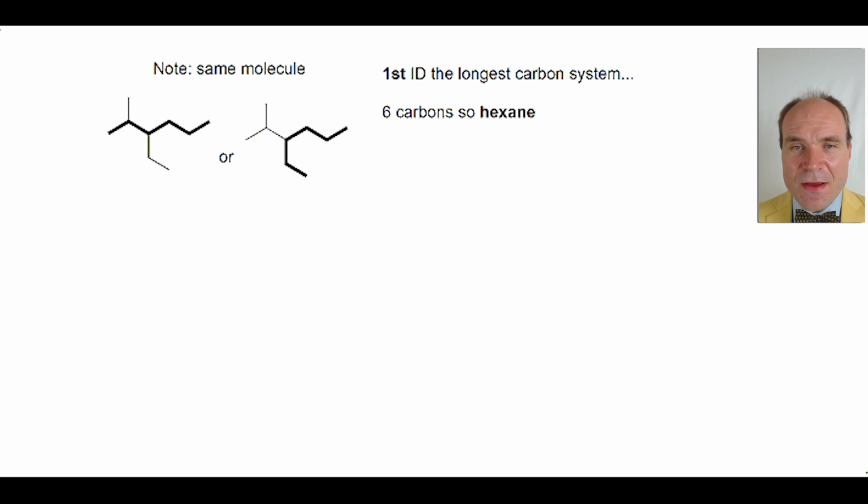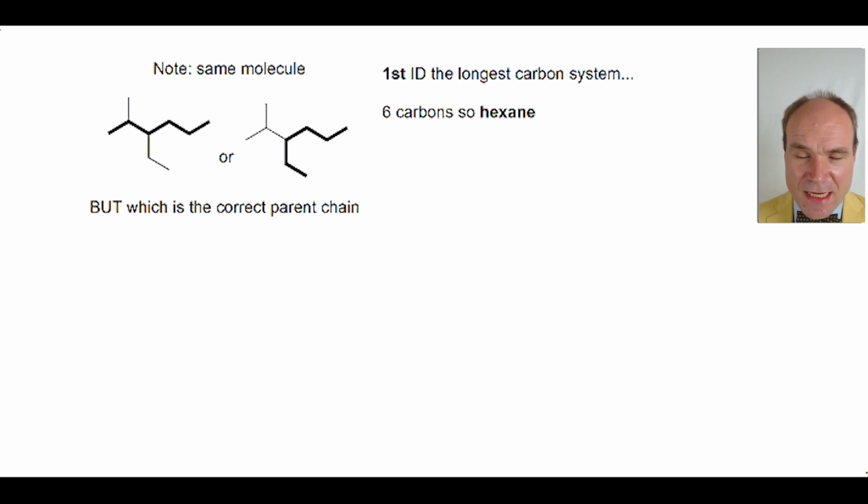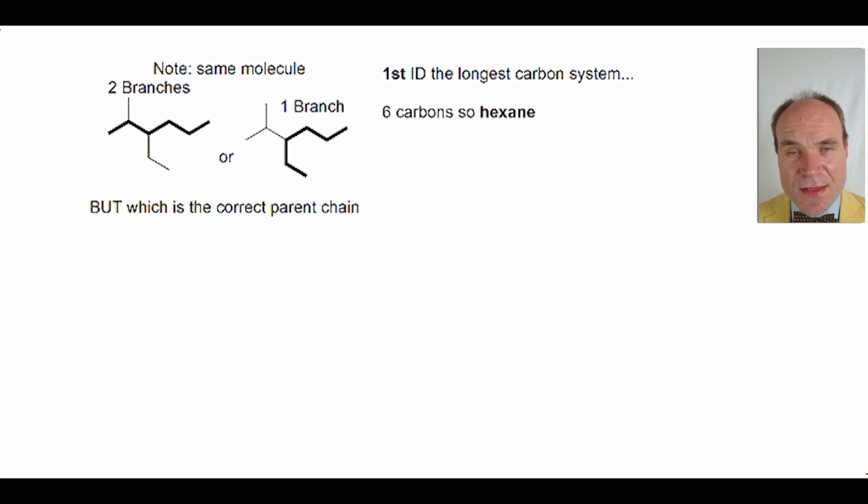But there are 2 possible paths where there are 6 carbons attached to each other. So which one of these is the parent chain? Well, when we're stuck with the same number of carbons and we have 2 paths, the next thing we look for are the number of branches off each potential parent chain. That's to say, the number of attachments to each one of these chains. So on the left-hand side, you'll see there are 2 branches on this particular chain. On the right-hand side, you can see there is 1 branch off this chain.